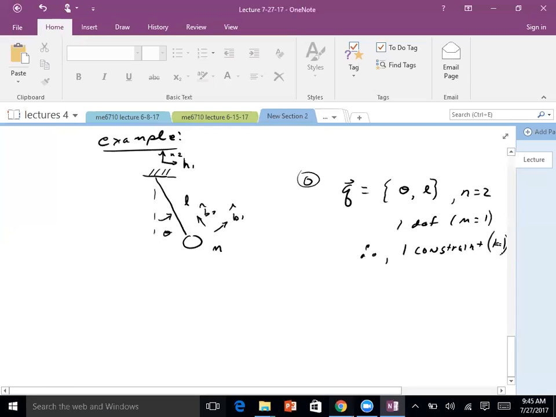And in this case, what's my constraint? Let's think about this one. I want to write a constraint in terms of those generalized coordinates. I chose theta and L as my generalized coordinates. What would be the constraint? It's a rigid length pendulum, just a plain old pendulum.